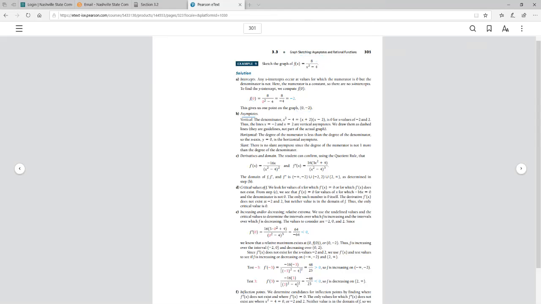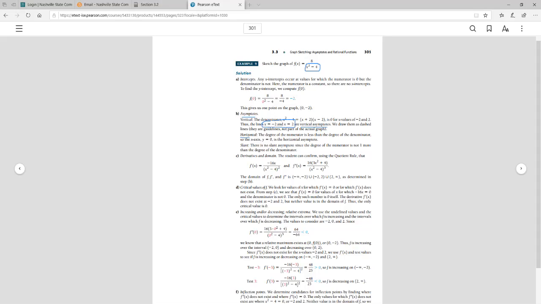Notice that the denominator here is a difference of squares. If you factor x squared minus 4, you end up getting (x plus 2) times (x minus 2) in the denominator. And that means the lines x equals -2 and x equals +2 are vertical asymptotes. And we can draw those as dashed lines.